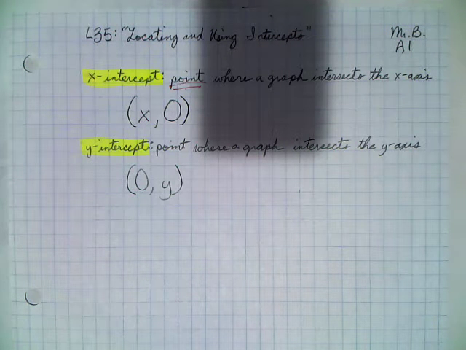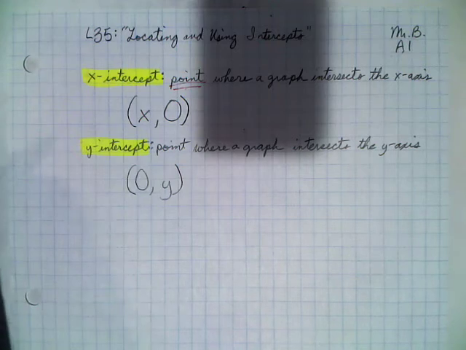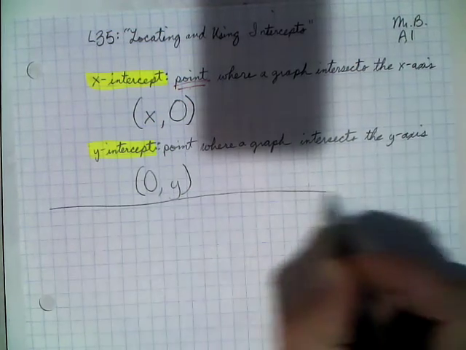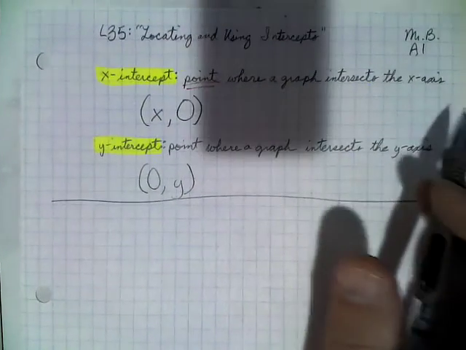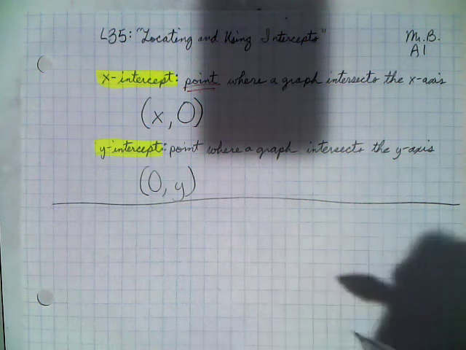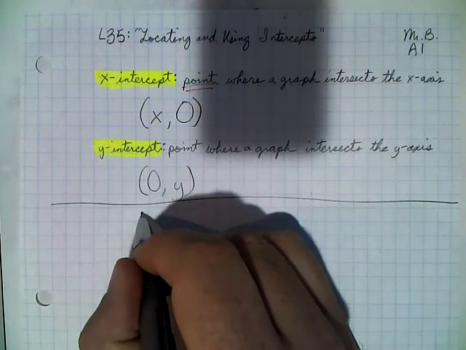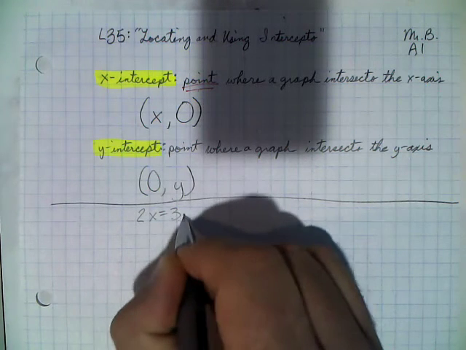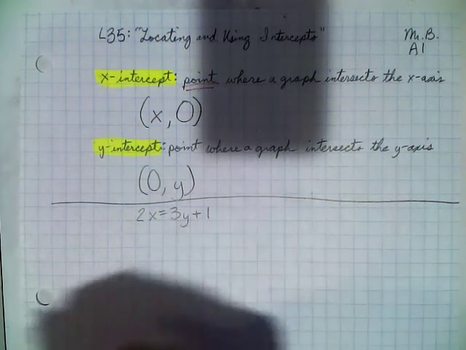So, ladies and gentlemen, we're going to take a look at graphing here, particularly. So I'm going to draw a solid line across my page. And before we really dive into using the intercepts, I want to just talk about graphing in general. And so, for example, we're going to use the equation 2x equals 3y plus 1.